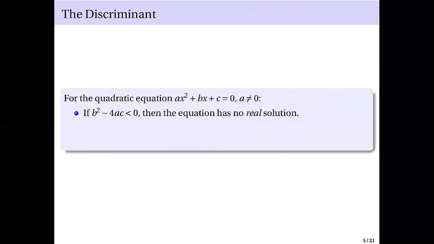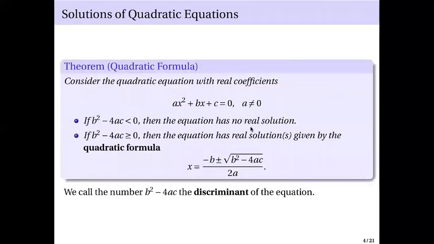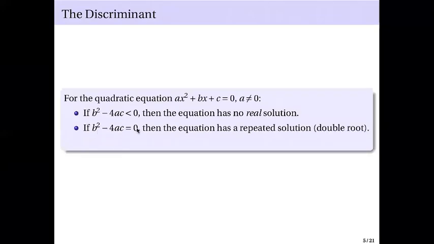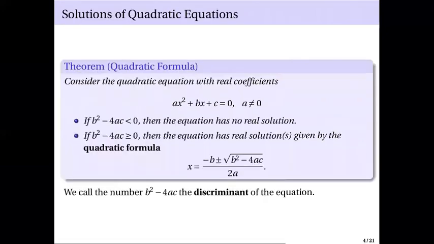Okay? Just like what is written in this slide here. The equation has no real solution. Now, if b squared minus 4ac equals 0, then the equation has a repeated solution. So like I said, if that is equal to 0, then in this formula, this part will become 0. Okay? We will only get x equals negative b over 2a, but it is actually a repeated solution.